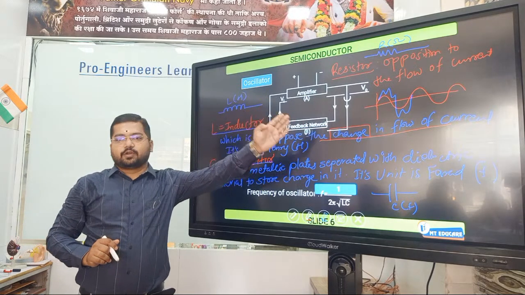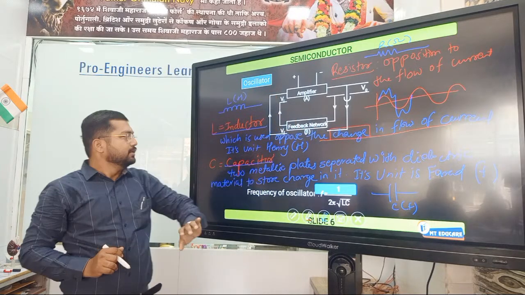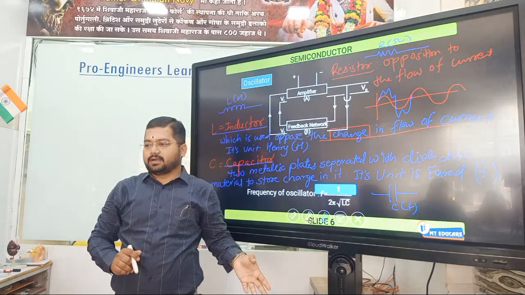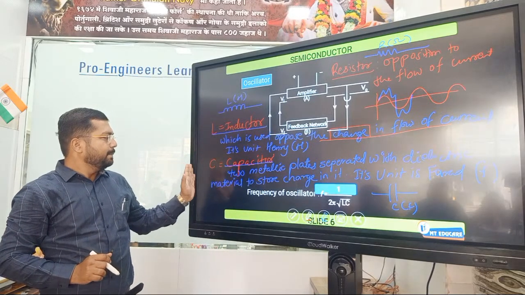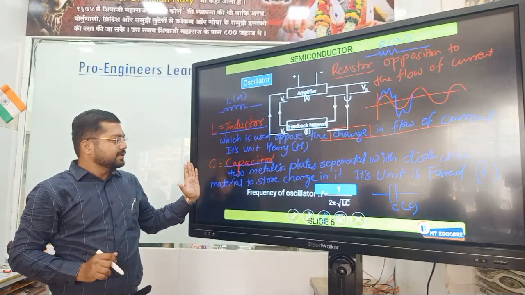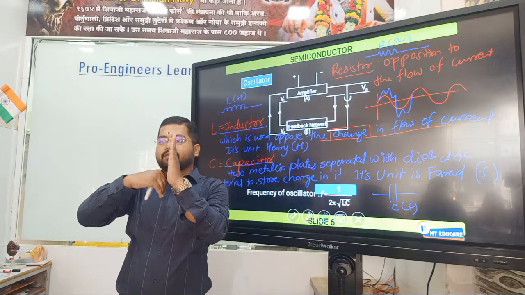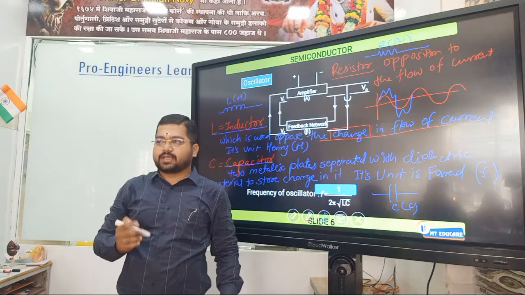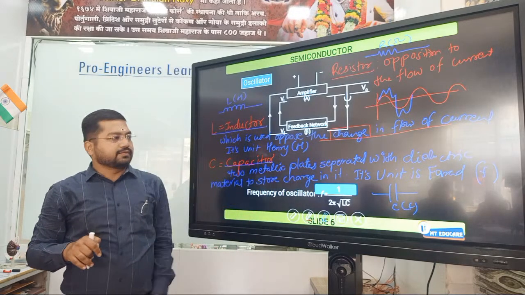Resistor, opposition to the flow of current. It is denoted by R, measured in ohms. Inductor, which is used to oppose change in the flow of current. Its unit is Henry, denoted by H, and it is denoted by capital L. Capacitor, two metallic plates separated with dielectric material, which is used to store charges. So what will be stored inside it? Charge, Q, right? And its unit is farad.